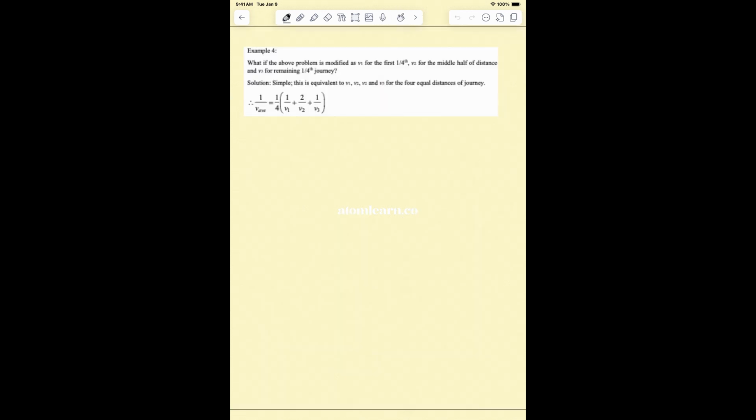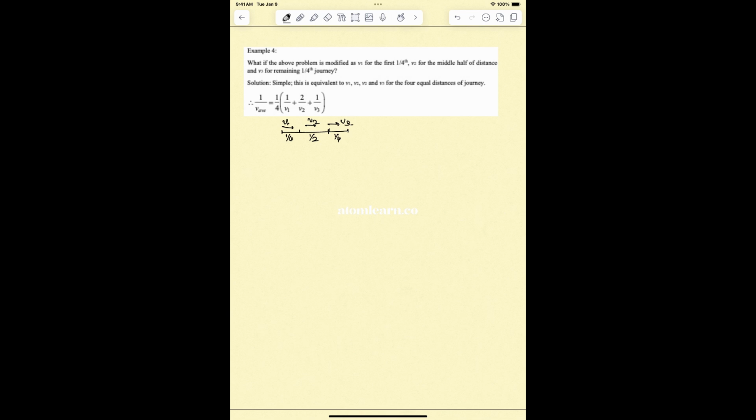Take this problem. I want you to now do the mathematics in a slightly different manner. Now what is the answer? In this particular problem we had subdivisions like this: 1/4 of the distance, then 1/2 of the distance, then 1/4. So this is 1/4 distance, the next half distance, then 1/4 distance. Here we had the data, traveling with v1 velocity, v2 and then v3.